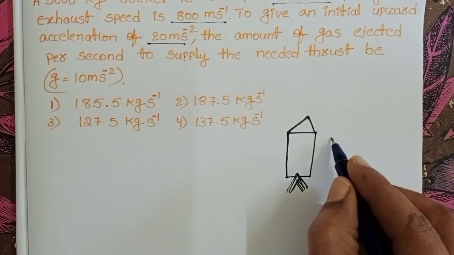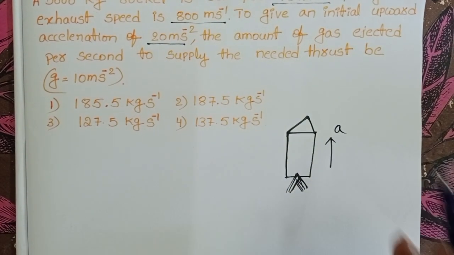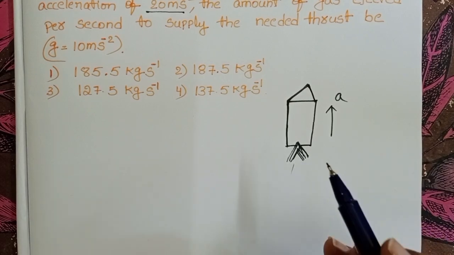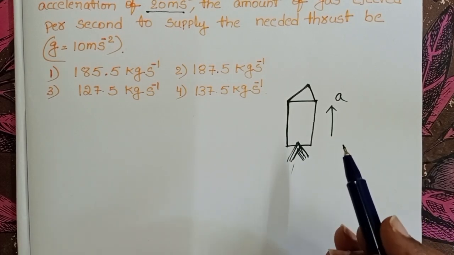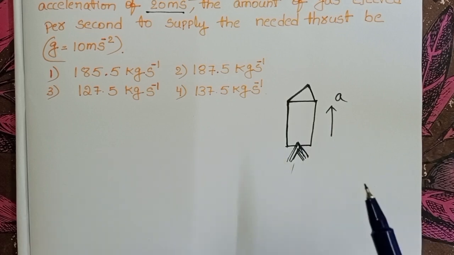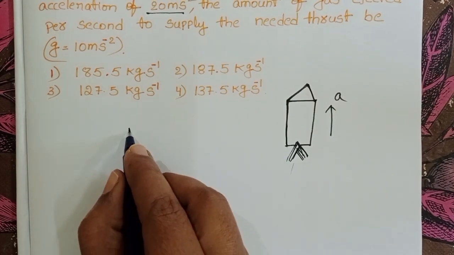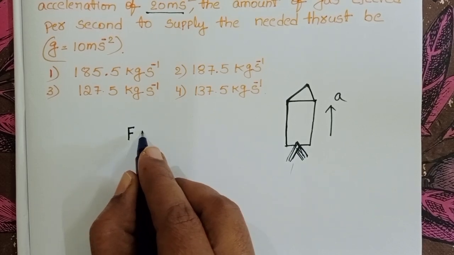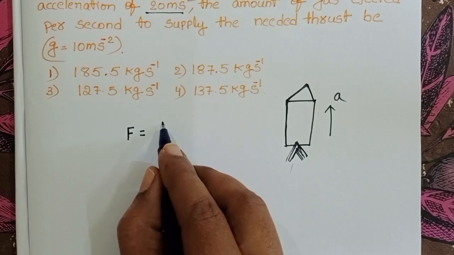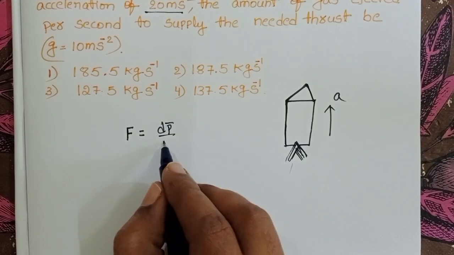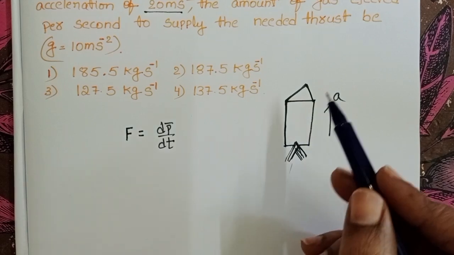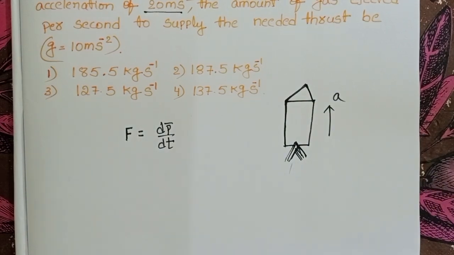When the rocket is accelerating in the upward direction, it ejects the gases in the downward direction. We know Newton's third law. Rocket works on the principle of Newton's third law of motion. Action is equal to minus reaction. Here, the force exerted by the fuel in the downward direction, F equals dP by dt, the rate of change of momentum. Due to this action, the rocket is moving in the upward direction.